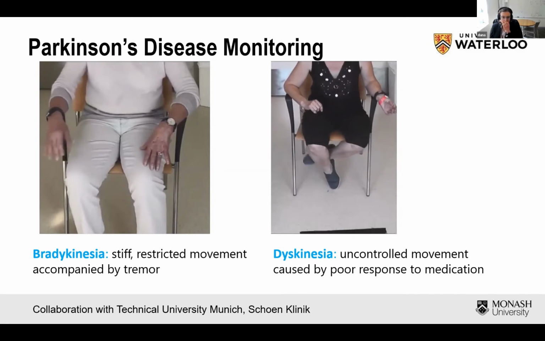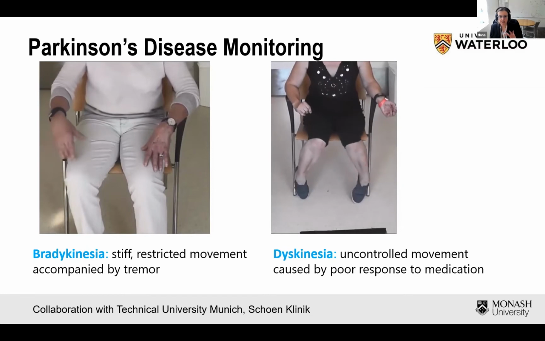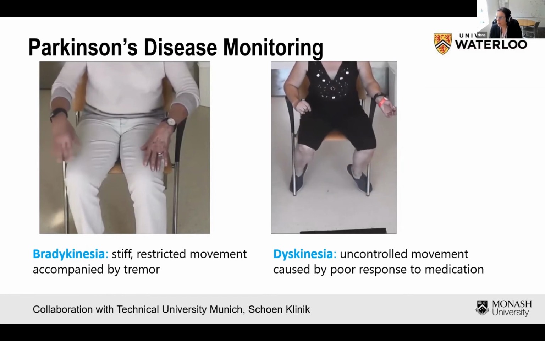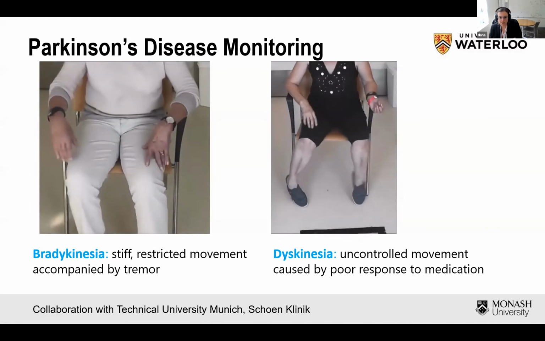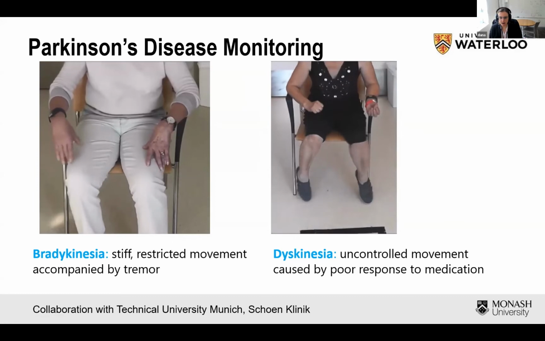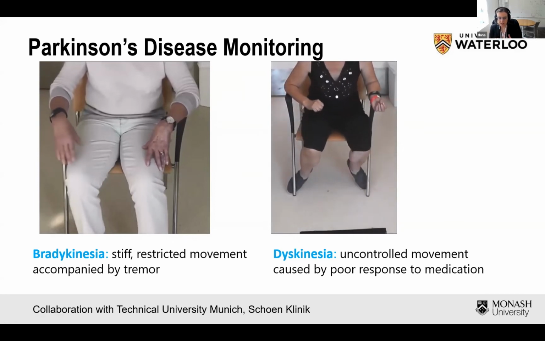So in this project, we wanted to develop approaches for continuously estimating the PD symptoms. What we were interested in is having a single wearable sensor at the wrist that patients could wear every day, all day in their home environment as they go about their daily lives.